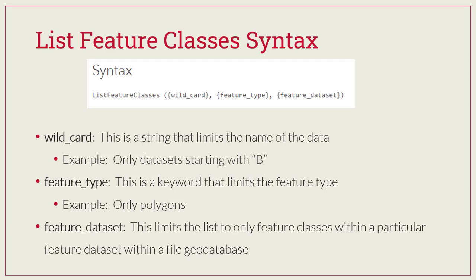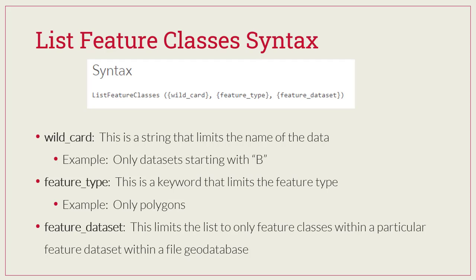So what is a wildcard? Well, a wildcard is going to be a string that limits the name of the data. So it's a wildcard that exists in the name of the data set. So you could, for example, list out only data sets starting with B. So your wildcard would be a B, and it actually would also have an asterisk on one side of it. So if the asterisk appears on the right side of the letter, it means that B is going to be in front of whatever else it is and following that string. If the asterisk is in front of the B, it means that everything in the data set name leading up to the last character can be anything, but the last character has to be B.